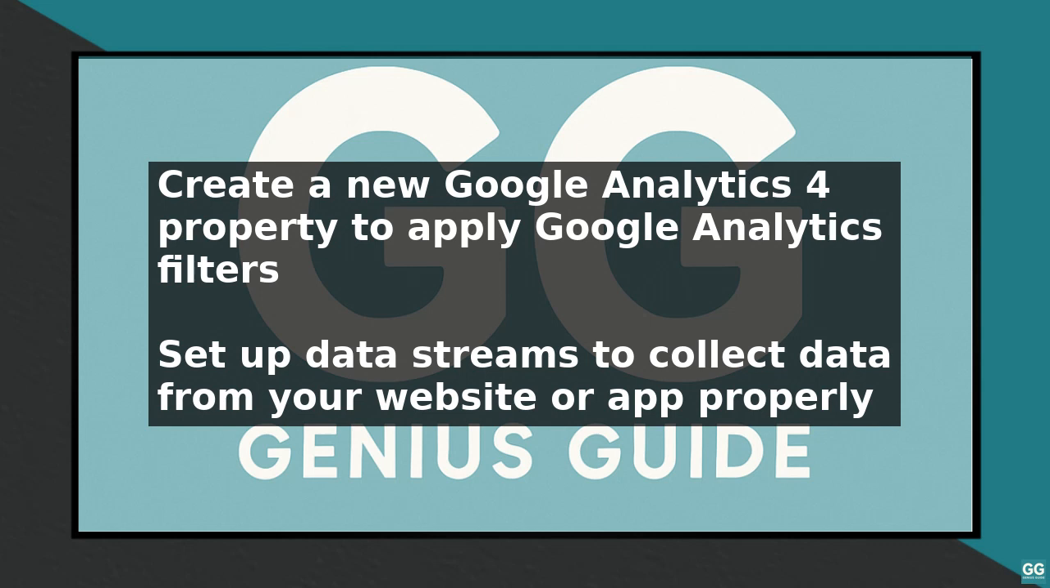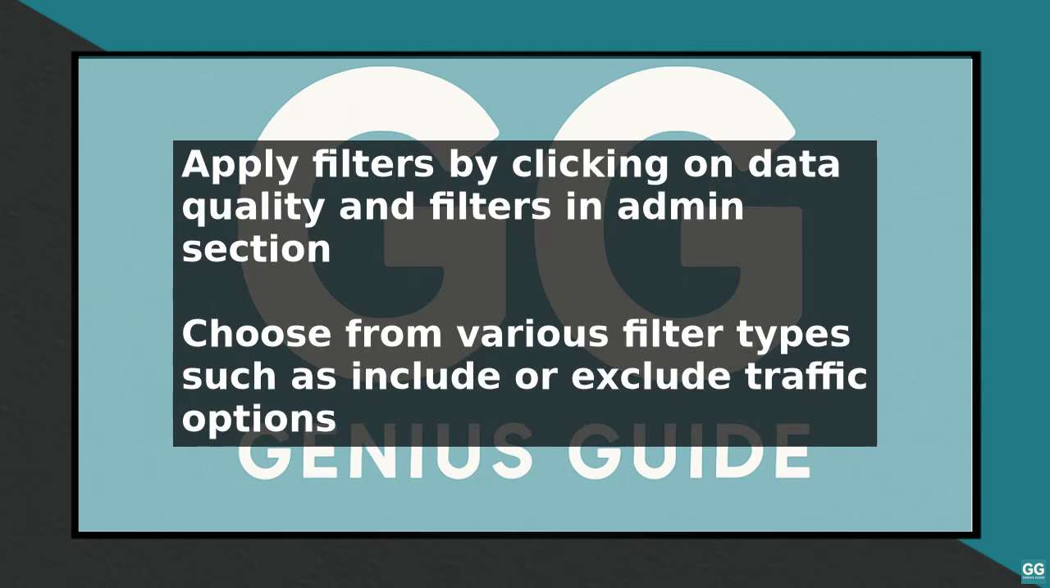Now that you have set up your Google Analytics 4 property and data streams, you can start applying filters. To apply a filter, click on the Admin button and then click on Data Quality. Then click on Filters and click on Add Filter. Here you can choose from a variety of filter types such as include or exclude traffic from specific IP addresses or exclude traffic from specific domains.